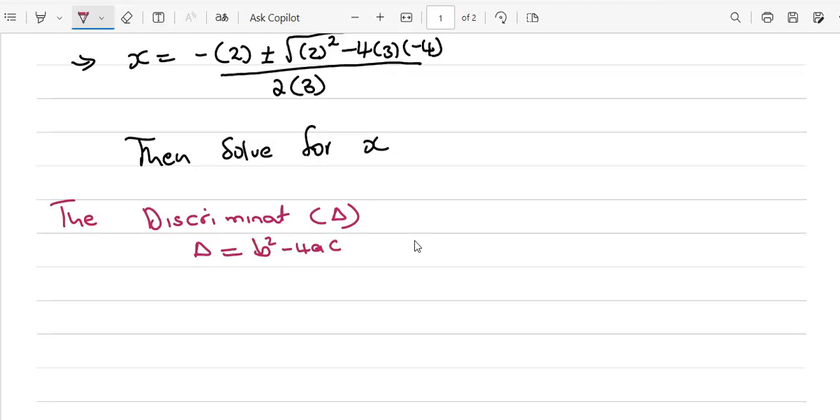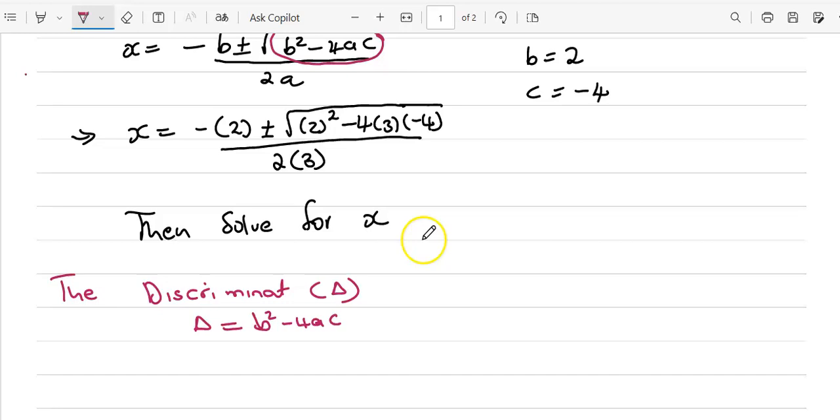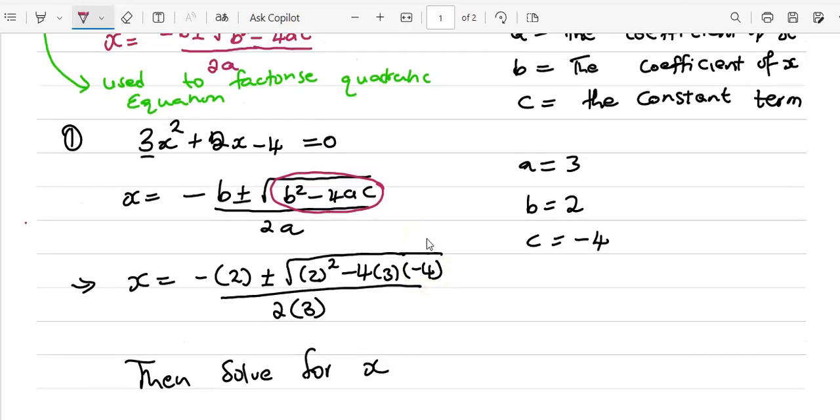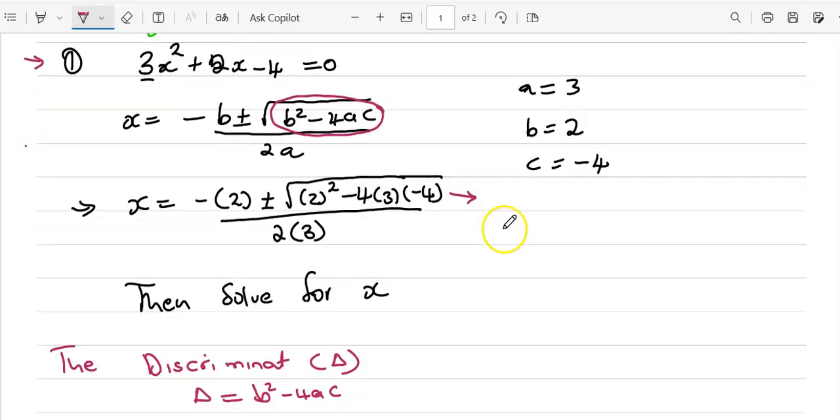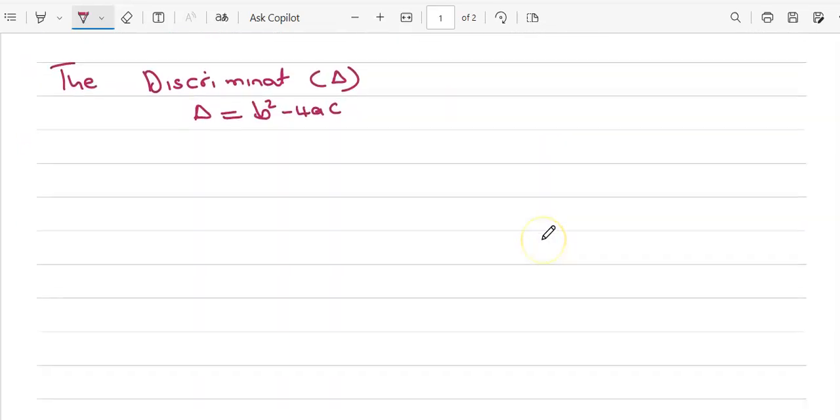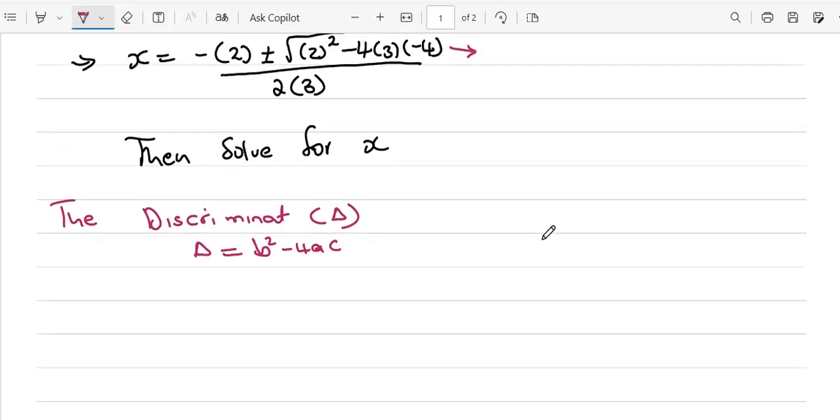Now, from the given equation, the first equation where we have 3x squared plus 2x minus 4, to find the discriminant, we're going to take this equation and equate it to 0. The answer that you get will be your discriminant.